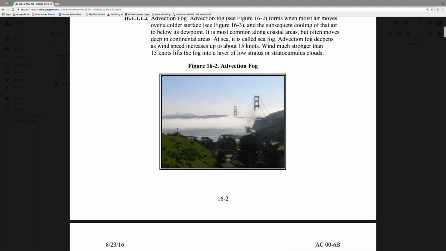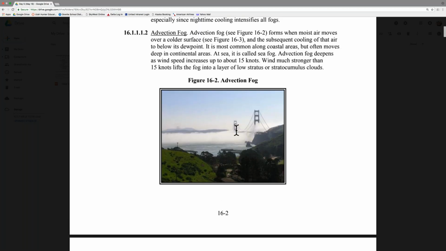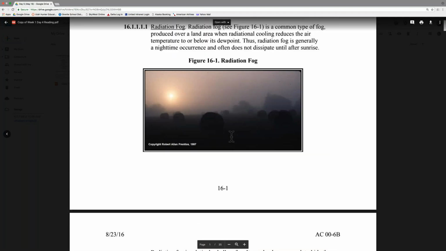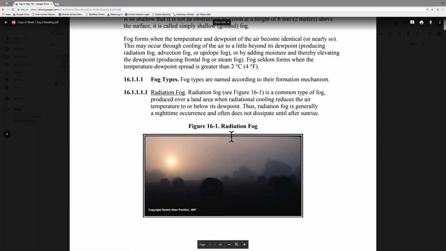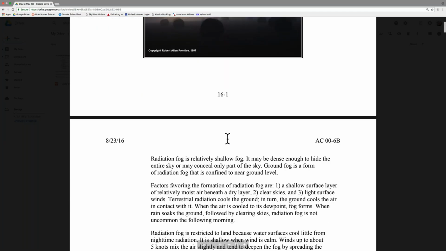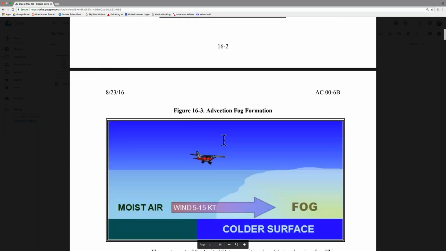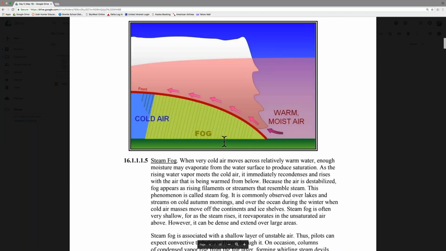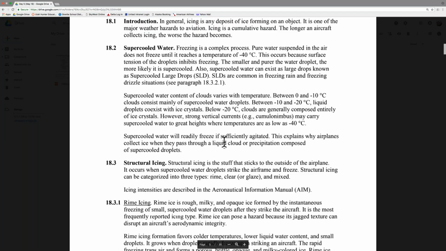So advection fog is typically what we see in the Bay Area, or in Seattle. And that video, I don't really need to add anything to it. We could read all this if you really want to, but it really does a good job of describing how the fog is formed, right?